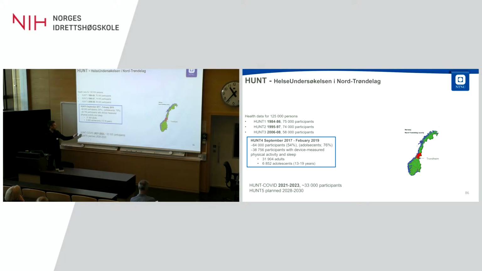And also, there have been some additional studies, the HUNT COVID, which is more questionnaire-based and also a blood sample that was done in 2021 to 2023. And now we're planning the HUNT5, which is scheduled to start in 2.5 years. We hope to recreate this device-based activity measurements.